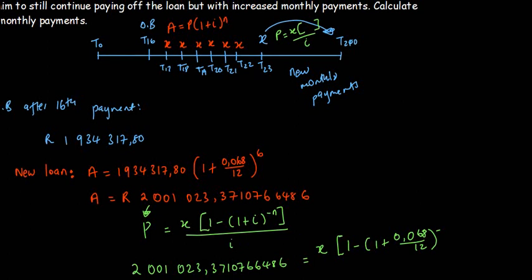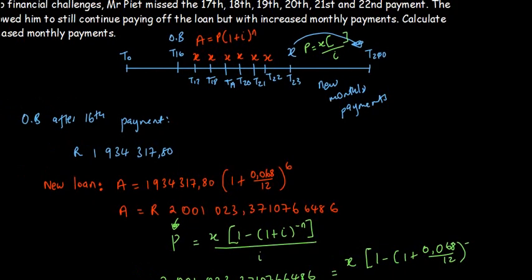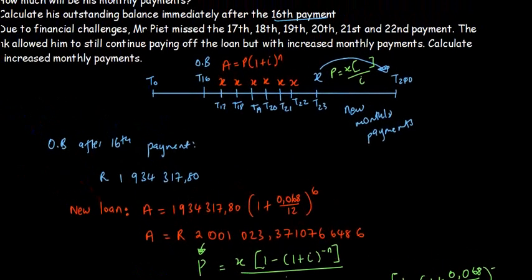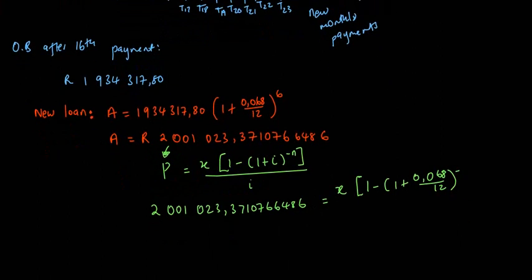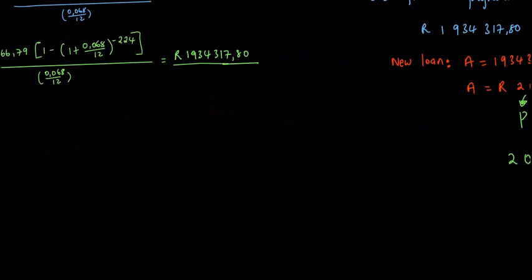It's going to be, I think, 224. 224 minus 6 is 218. Yes. Okay, 218. All right.